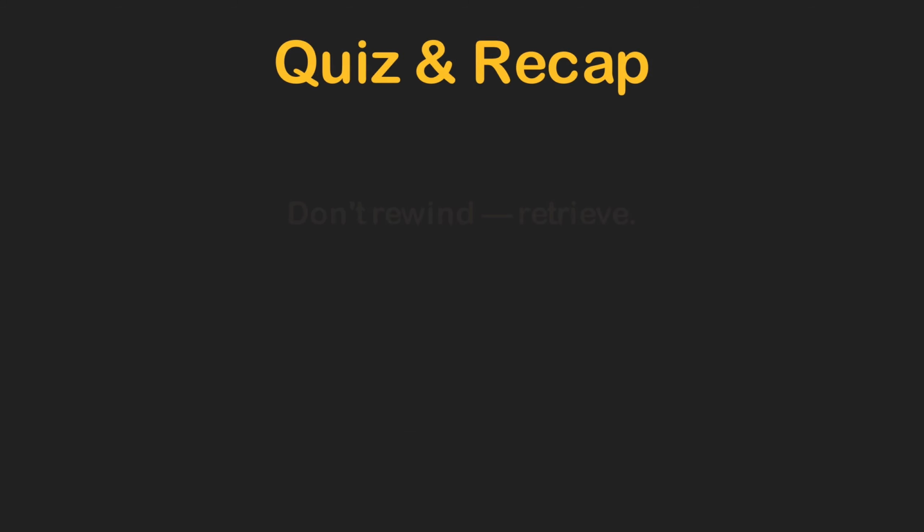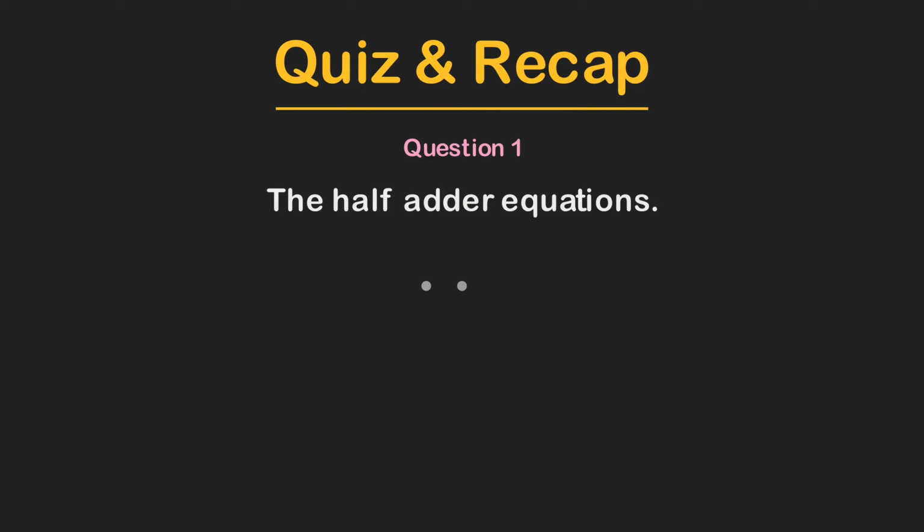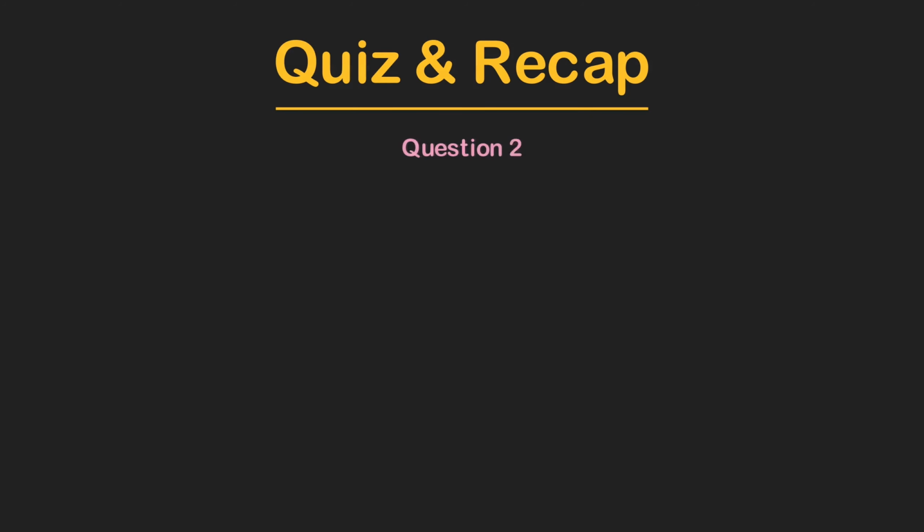Before you go, don't rewind, retrieve. 3 questions. Give yourself 3 seconds each. Question 1. The half adder equations. Sum equals A XOR B. Carry equals A AND B. Sum is XOR. Carry is AND.